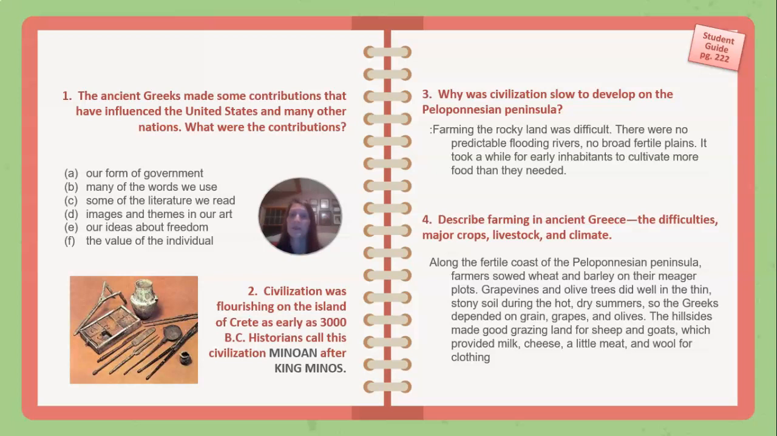Question number 2. Civilization was flourishing on the island of Crete as early as 3000 BC. Historians call this civilization Minoan after King Minos. And over here are some of the tools that they used for farming.